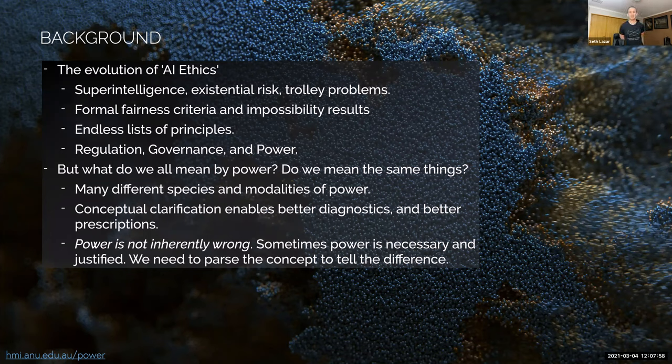And the reason for that is that power is not inherently wrong. This is a really important aspect of this debate that, it feels like, is often missed. It feels like sometimes we use power as a negative evaluative term, almost like just booing something, like to name power is just to criticize it. But sometimes power is necessary. So think about any kind of collective action problem. It's almost always necessary to have some measure of power in order to solve a collective action problem. So we need to parse the concept to tell the difference between the justified instances of power and the unjustified ones. And that's what I want to try and help you do.